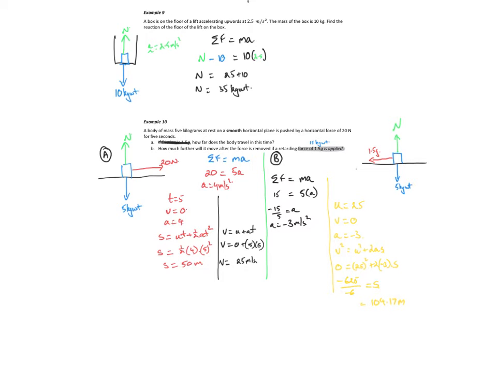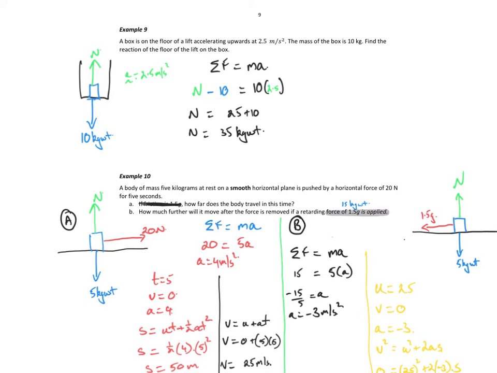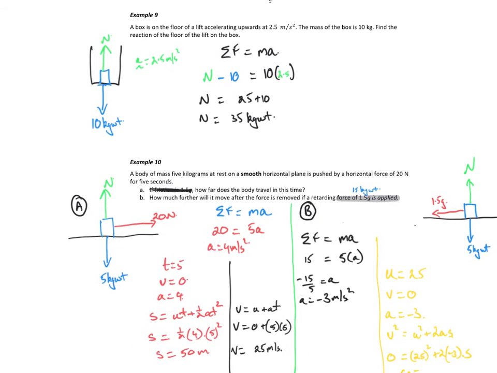So let's have a bit of a look. In this one here, we've got a box that's on the floor of a lift, accelerating upwards at 2.5 meters per second squared. The mass of the box is 10 kilograms. Find the reaction of the floor of the lift on the box. So step one, we draw a diagram. There's my lift, and I've got my box. It has a weight force of 10 g, or 10 kilogram weight. We'll keep the kilogram weight. And the reaction force or the normal force is N acting up. Acceleration of 2.5 meters per second squared.